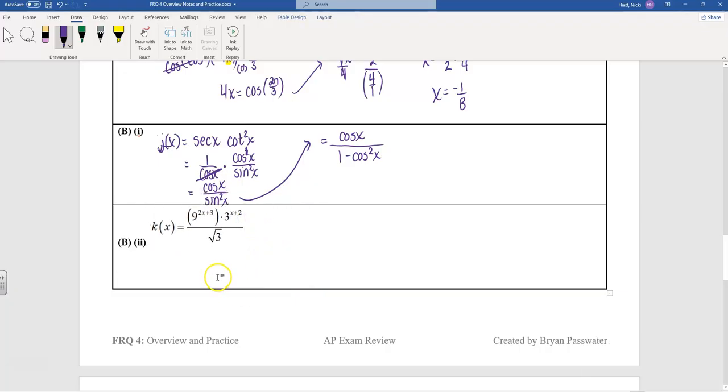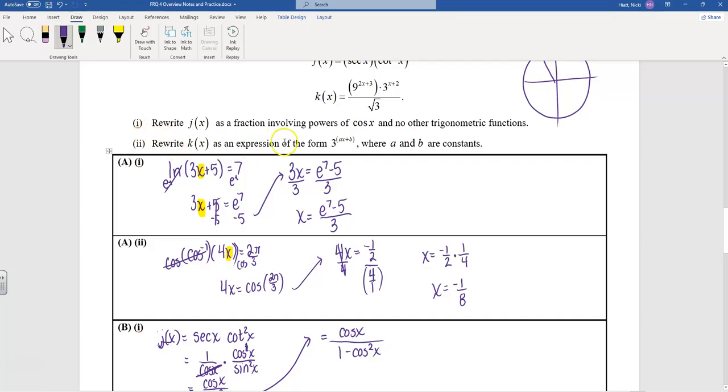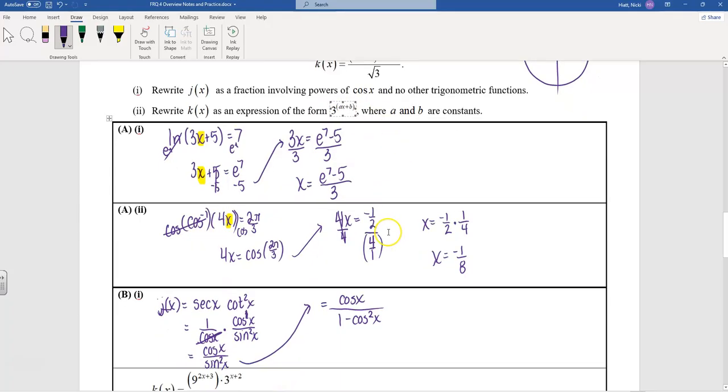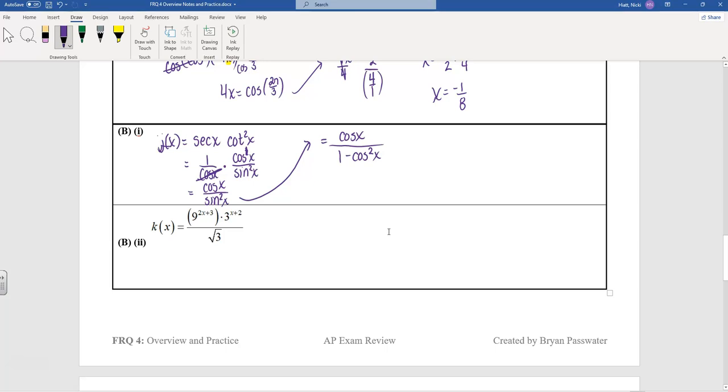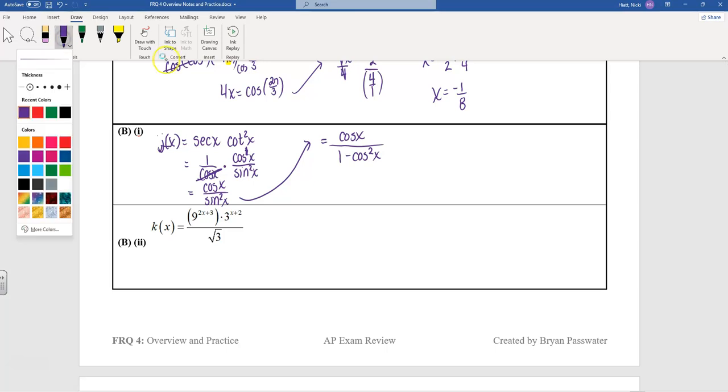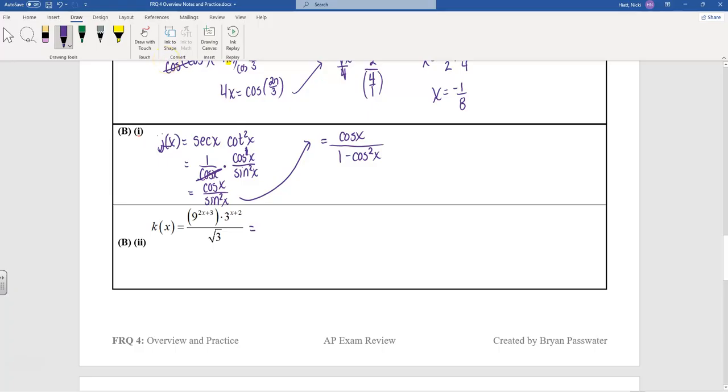There. All right, so they are asking us to rewrite this as an expression in the form 3 to the ax plus b. So if we need this to be 3 to a power, like 3 to something, we need everything to have a base of 3, right? So the first thing I need to do here is I need to write 9 as 3 to a power. 9 is 3 squared, right? So that's going to be 3 squared to the 2x plus 3 power. I don't really need to do anything here. I got 3x plus 2.